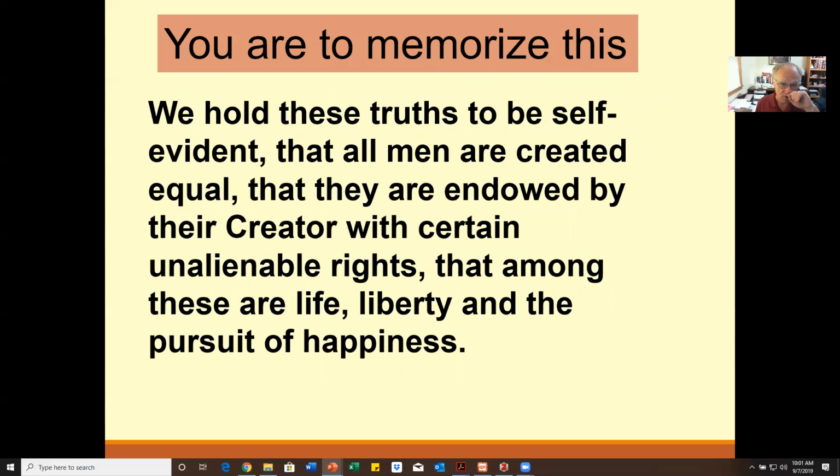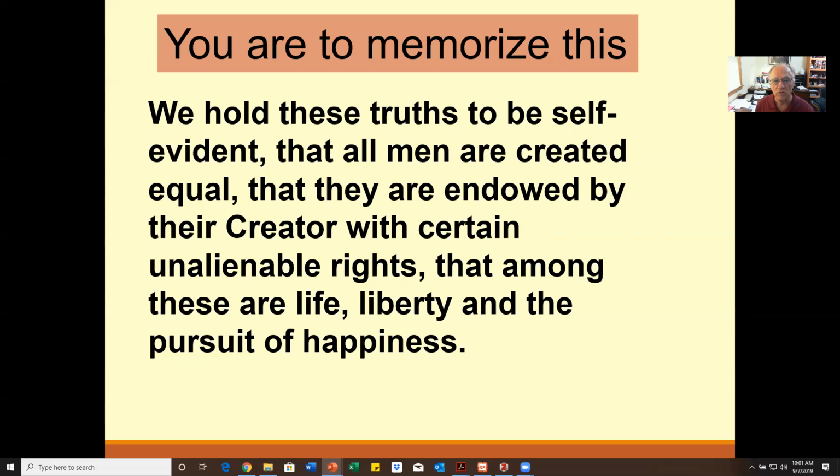Now they explain their creed. This is the second paragraph in the Declaration. You are also to memorize this. This is just filled with philosophy that's very important for you to grasp hold of.